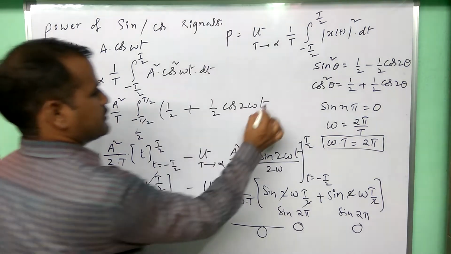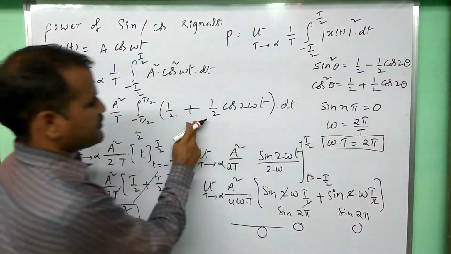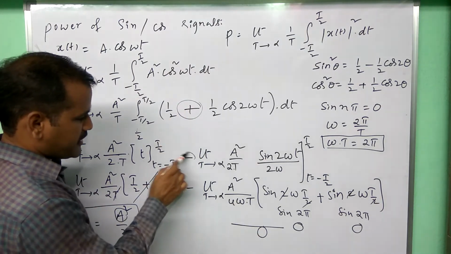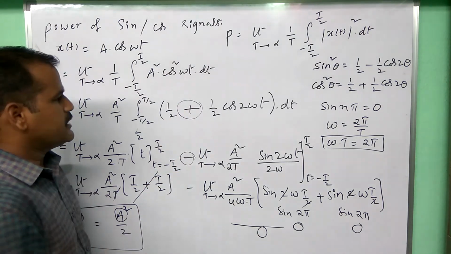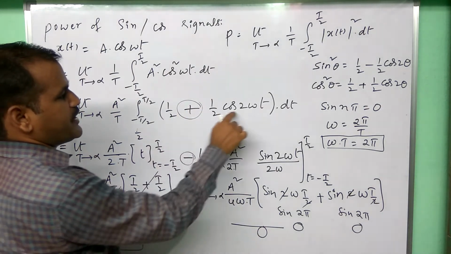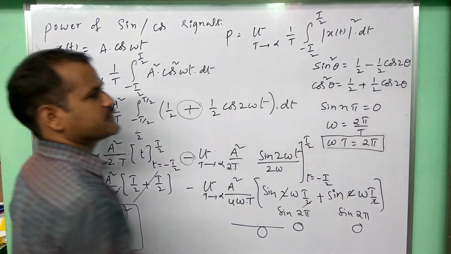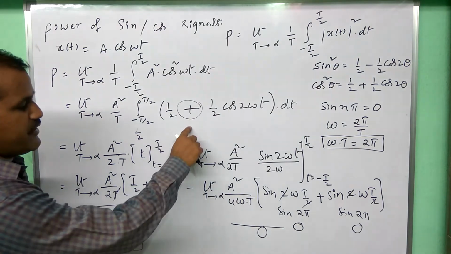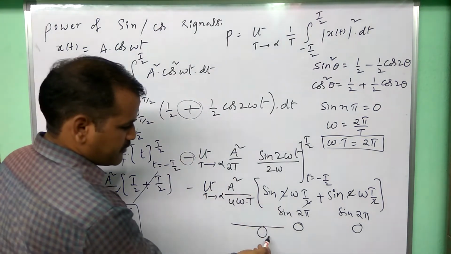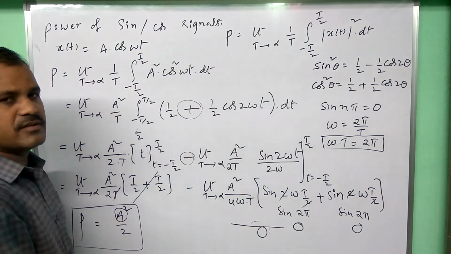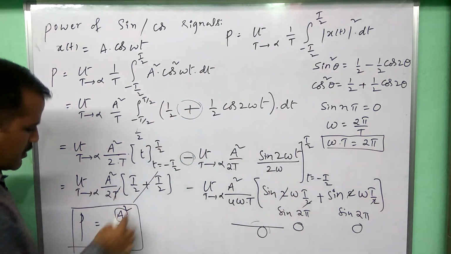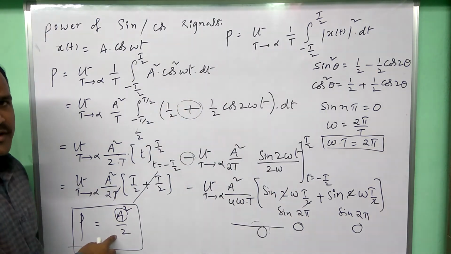If you observe this simplification with the previous example, here plus sign is there, here minus sign is there. That is the only difference. Remaining, here 1 by 2, here 1 by 2 cos 2 omega t, same. Obviously the second term is 0, whether plus or minus, and the first term, if we simplify this one, we should get a square by 2 finally.